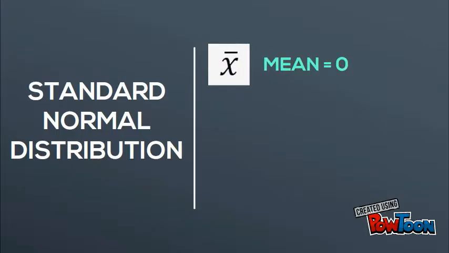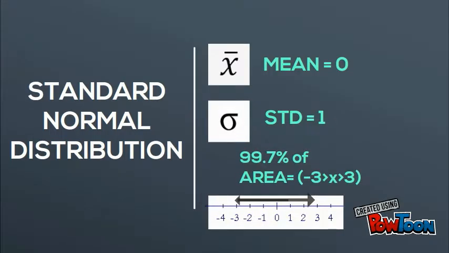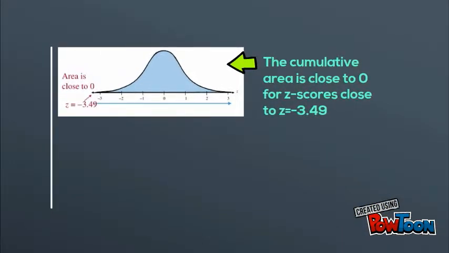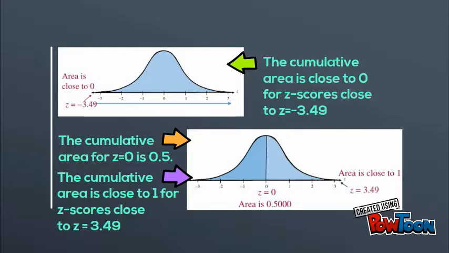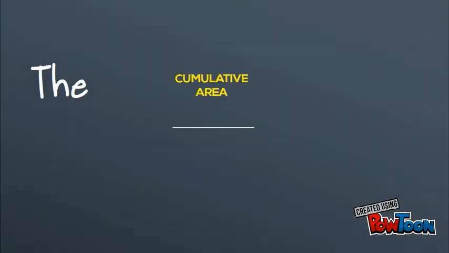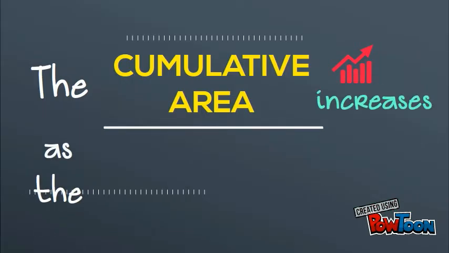A. It has a mean of 0. B. A standard deviation of 1. C. Almost all the area under the standard normal curve lies between -3 and 3. D. The cumulative area is close to 0 for z-scores close to z equals -3.49. E. The cumulative area for z equals 0 is 0.5. F. The cumulative area is close to 1 for z-scores close to z equals 3.49. These properties all lead to the conclusion that the cumulative area increases as the z-scores increase.